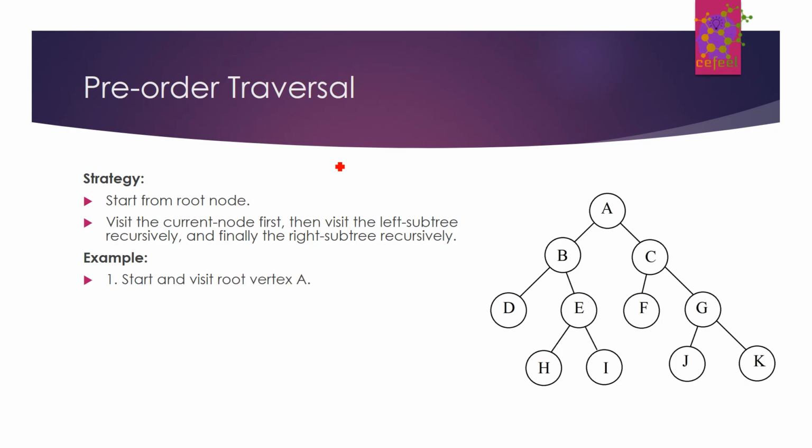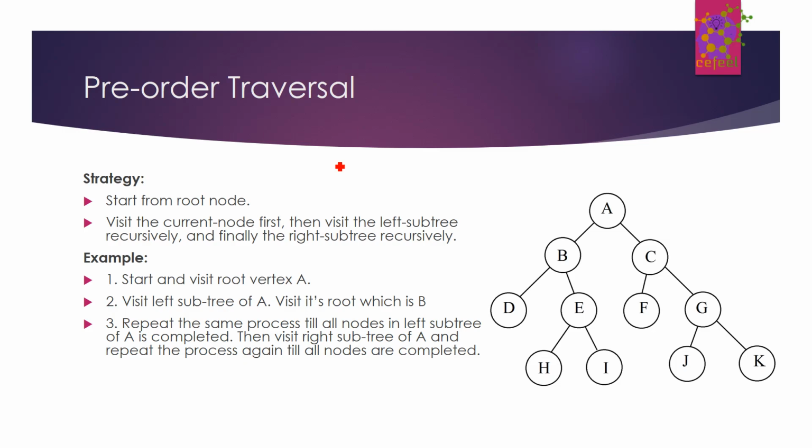So here is an example. We'll first reach node A, which means we will start and also visit, which means if we are to output or perform whatever operation we have to perform, we would perform it on the vertex A. Then we'll go to its left subtree, which will again have a root node, B in our case. We'll visit and perform whatever operation we have to on it, and we repeat the same process for all the other nodes till the left subtree of A is completed. Then we visit the right subtree of node A, and we'll repeat the same process.